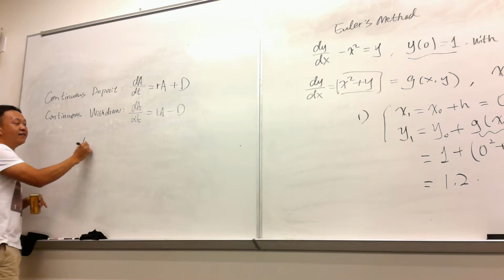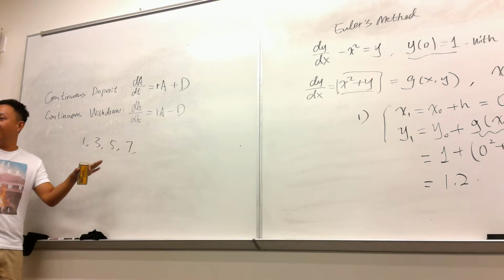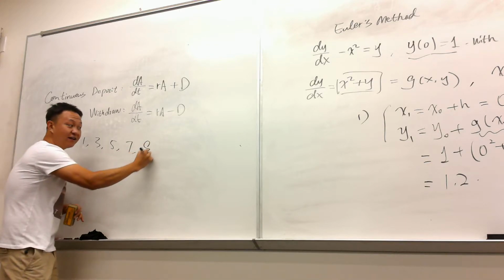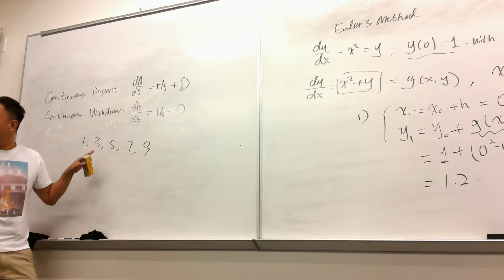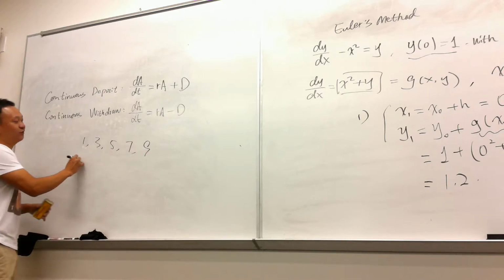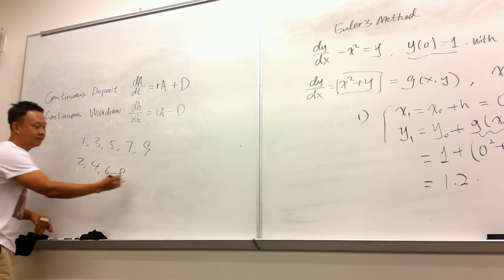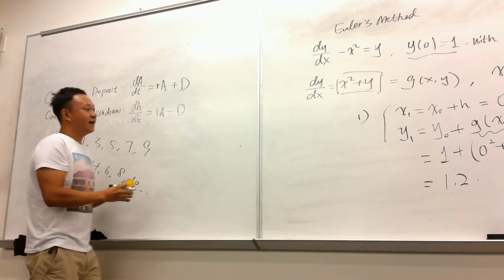All right. 1, 3, 5, 7. What's the next number? 9, right? You know that. How do you call this kind of question? Find the pattern. Cool. Like 2, 4, 6, 8. What's the next number? 10. Okay, cool.